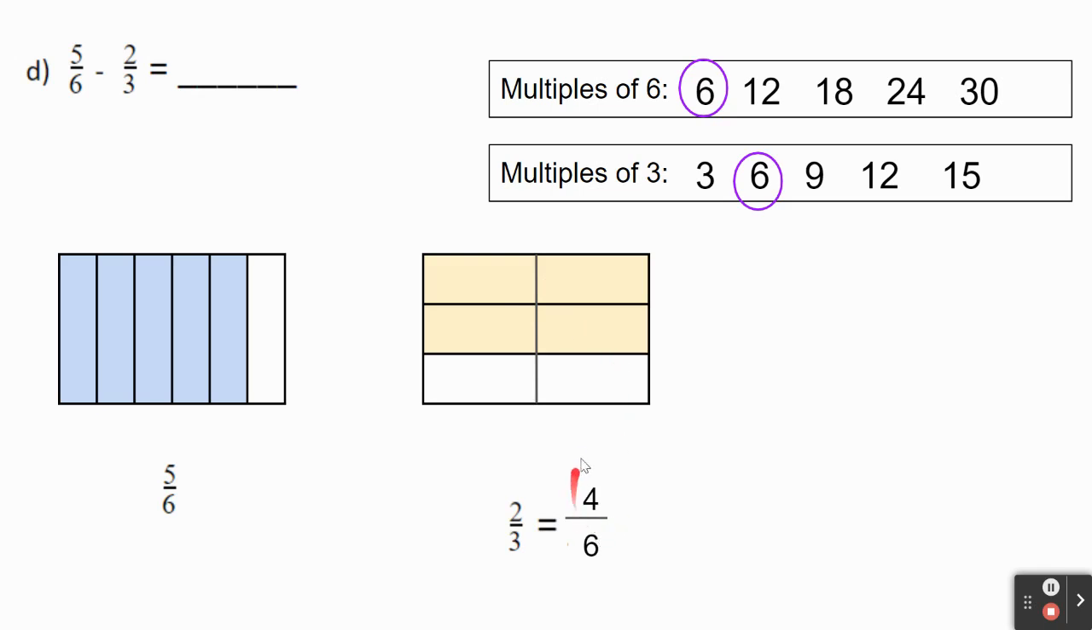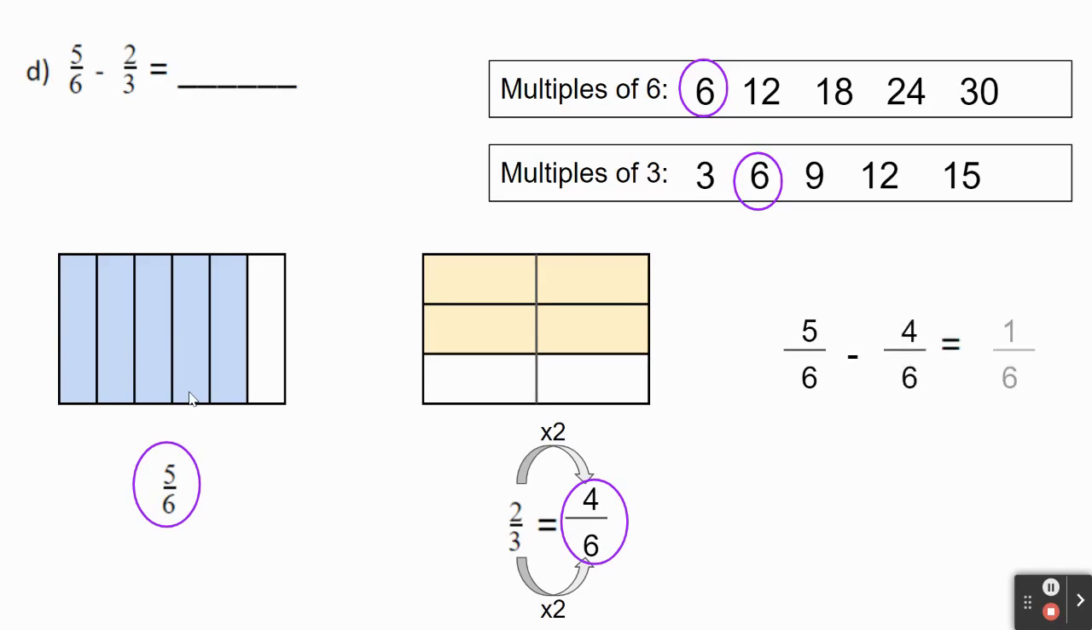Another way we can get 4/6 is by asking ourselves, what do we multiply by 3 to get to 6, which would be 2. So since we're multiplying by 2 on the bottom, we're going to multiply by 2 on the top. 2 times 2 equals 4. So that's another way to get 4/6. We can now see that 5/6 and 4/6 have common denominators. So now we can subtract these fractions. 5/6 minus 4/6 equals 1/6. So 5/6 minus 2/3 equals 1/6.